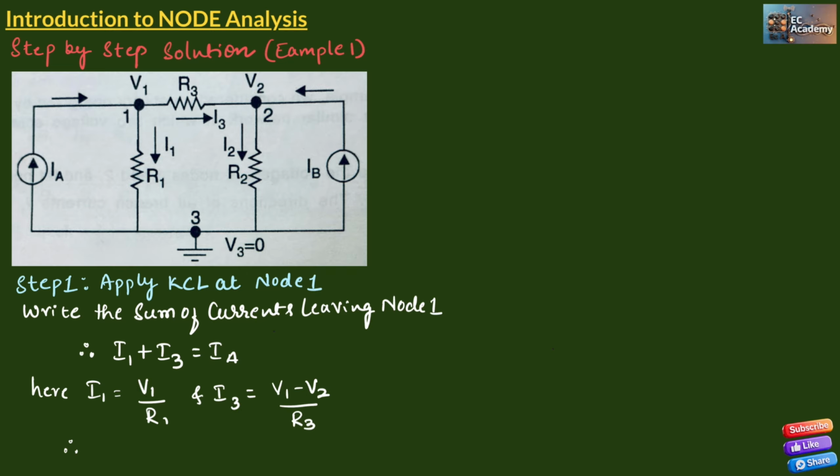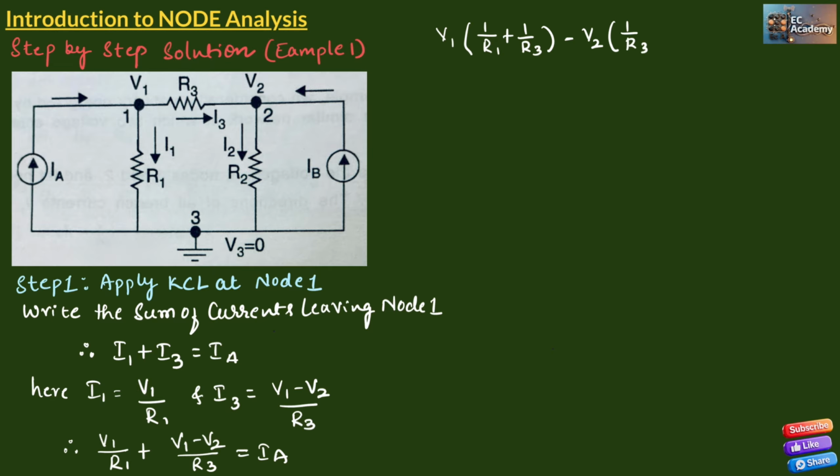In this equation, if we substitute these current values, we will get V1 by R1 plus V1 minus V2 divided by R3 is equal to IA. If we rearrange the above equation, we can write V1 into 1 by R1 plus 1 by R3 minus V2 into 1 by R3 is equal to IA. Let us call this equation number 1.